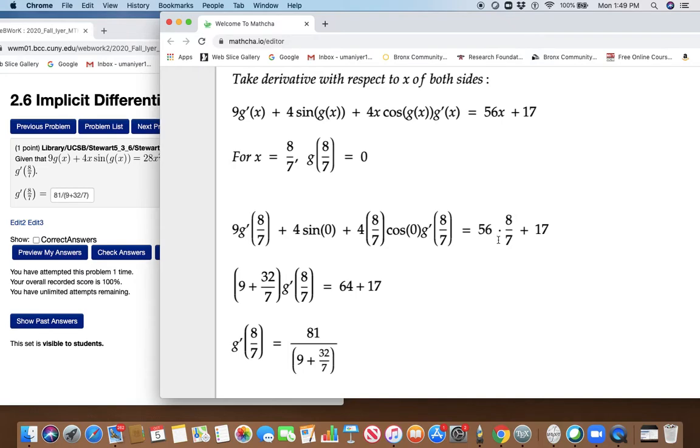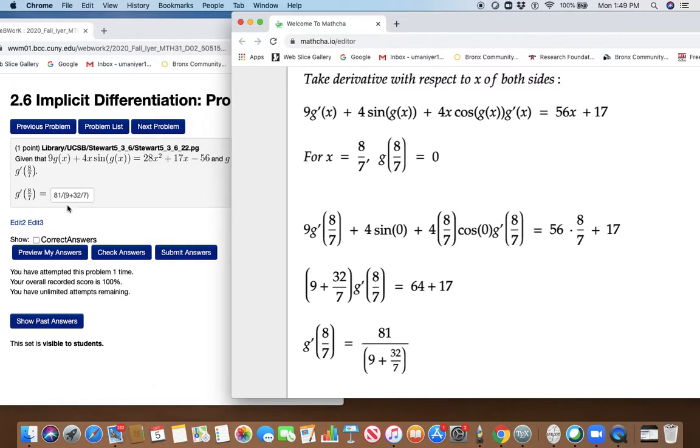So whatever that is, 7 goes in 56 8 times, 64 plus 17, that's 81. G prime 8 over 7 is 81 on the right hand side over whatever this be, right? So 81 over 9 plus 32 over 7.